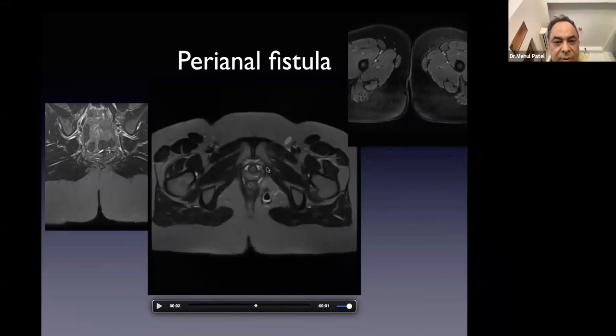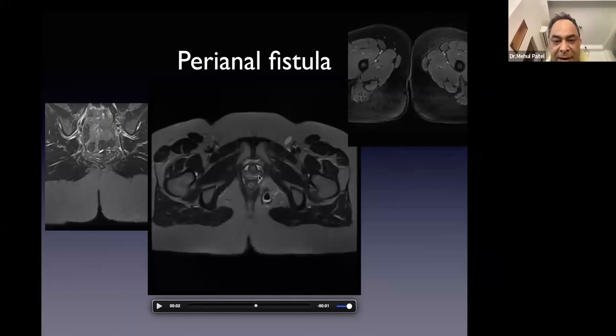Okay. So this is a mid-perineal scan, axially. So this is the symphysis. This is the pubic symphysis. Yes, this is the symphysiopubic joint. Here you can see a little bit of the ischium. This is the femoral neck.